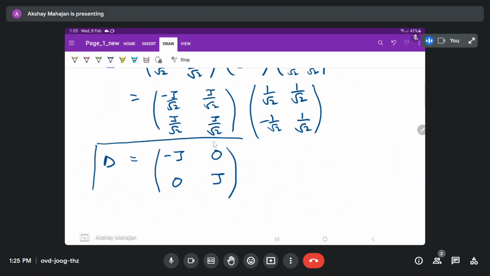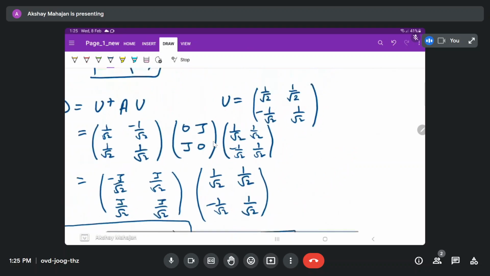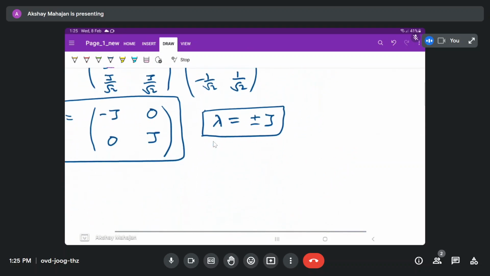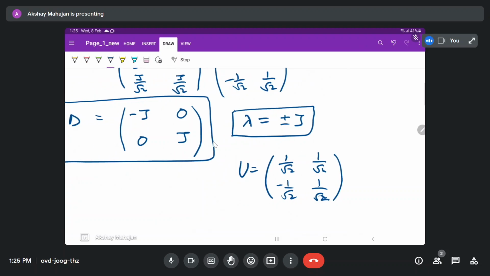From this diagonal matrix D, we can say that our eigenvalues are plus minus j, which we obtained earlier. And if you see our U matrix, let me just write it again. Our U matrix, the unitary matrix that we have used to diagonalize our A matrix, is this. As you remember, for lambda equals minus j, our eigenvector was 1, minus 1.